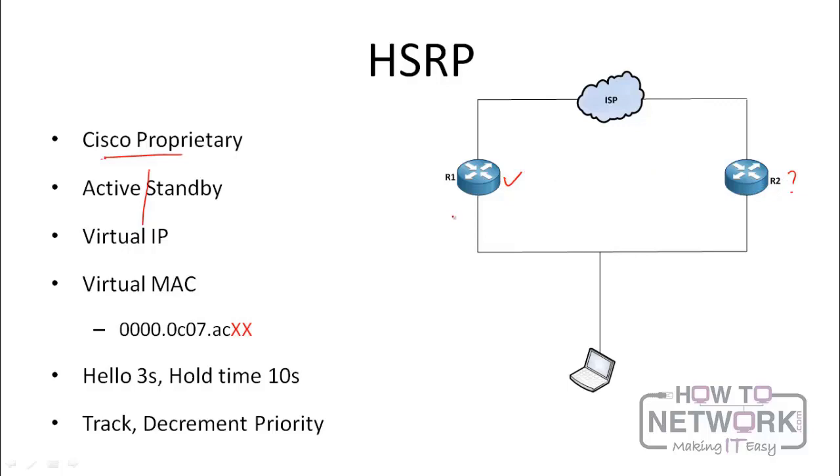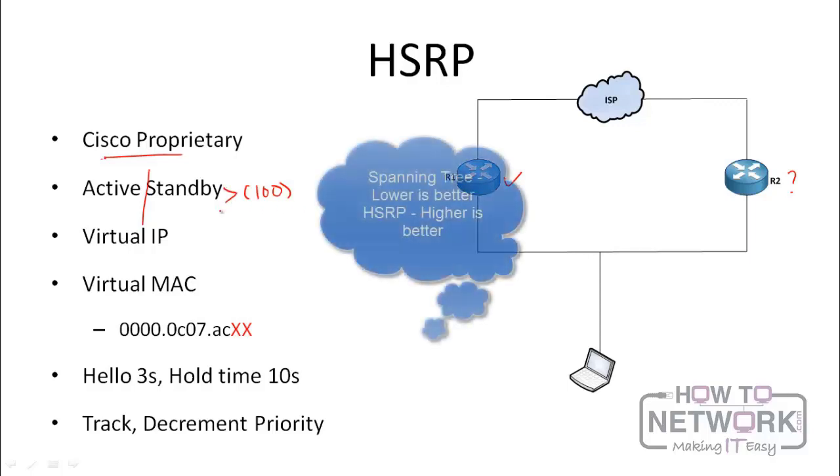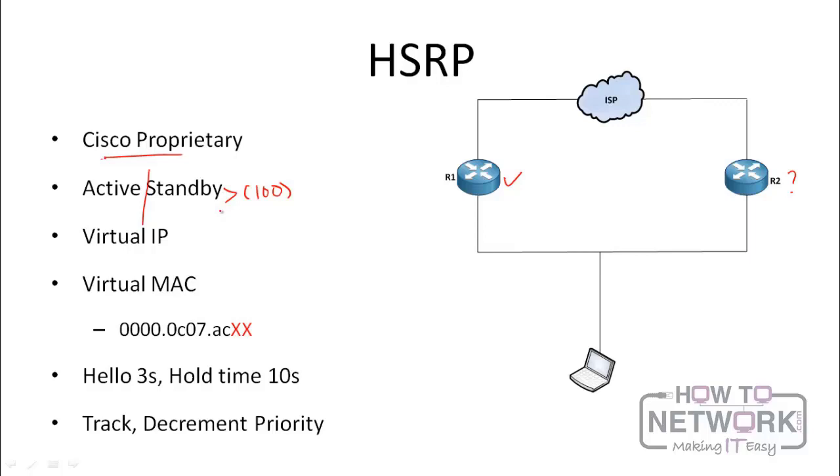And what determines which router is going to be active is the priority. So for instance, the active router is going to have a higher priority than the backup router, what's called the standby router. Now, the default priority is 100. So by default, when you configure HSRP, if you don't set the priority, it will be assumed to be 100. So if you want a router to become the active router, you have to set the priority to something greater than 100. Now, this is different from spanning tree, because in spanning tree the lower priority is preferred. But in HSRP, the higher priority is preferred, and the default is 100.